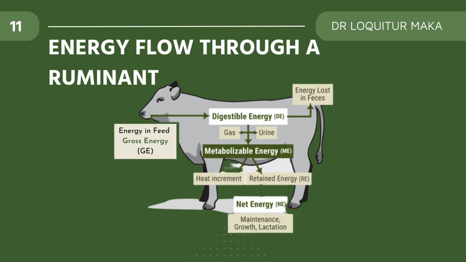Then with the net energy, right? This is the gross energy minus, right? The energy loss in feces plus the energy loss in urine plus the energy lost in gases plus the energy lost as body heat. So this is basically the overall energy that is used for growth, that is used for maintenance, that is also used for lactation.